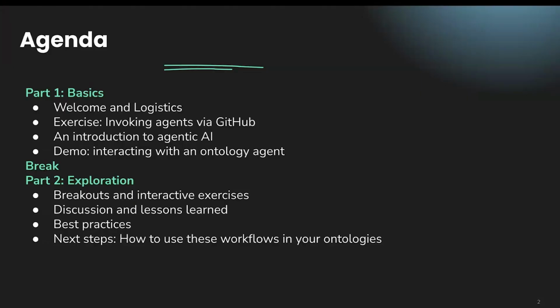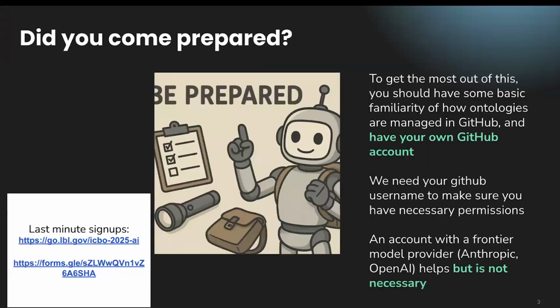So after those breakouts and interactive exercises, we'll come back and have a brief discussion, then go into a bit of a deeper dive about some of the best practices for using agentic AI. And then even though a full technical overview is outside the scope of this tutorial, we'll give you some basic pointers as to how to take what you've learned today and apply it within your own ontologies or your own ontology projects.